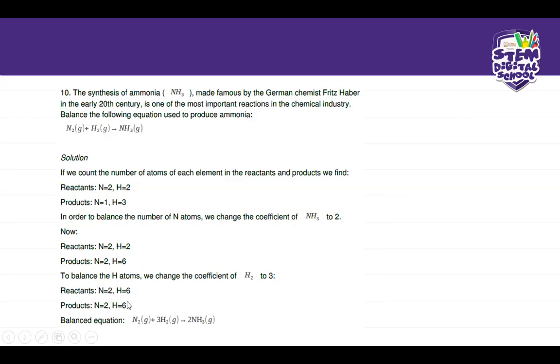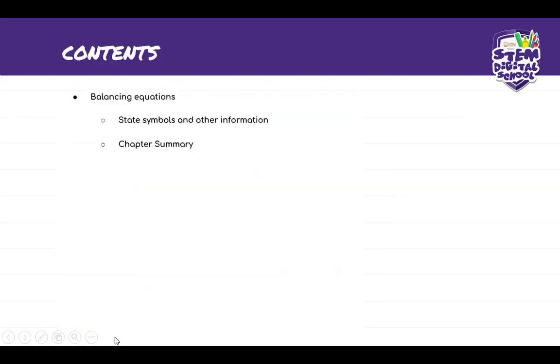Now we're going to have 2 nitrogens, 6 hydrogens on our reactant side, and 2 nitrogens and 6 hydrogens on our product side. Okay. So now we have balanced the equation, and that takes us to the end of our homework. I hope that everybody got it right. It looked very doable, and I hope that it was also enjoyable for you guys. So now we need to continue with our work for today.